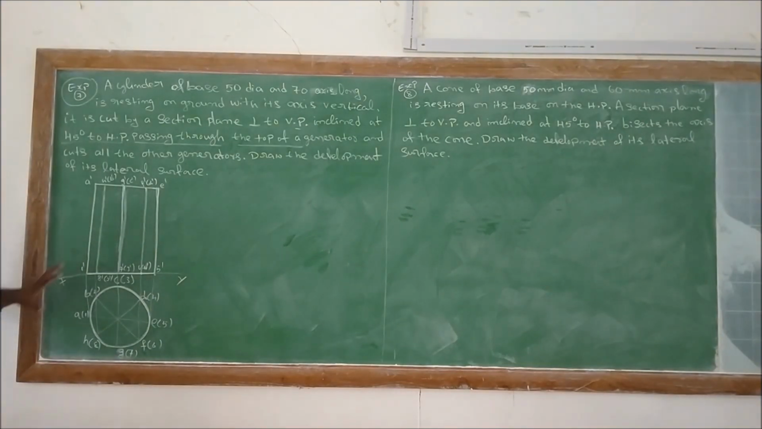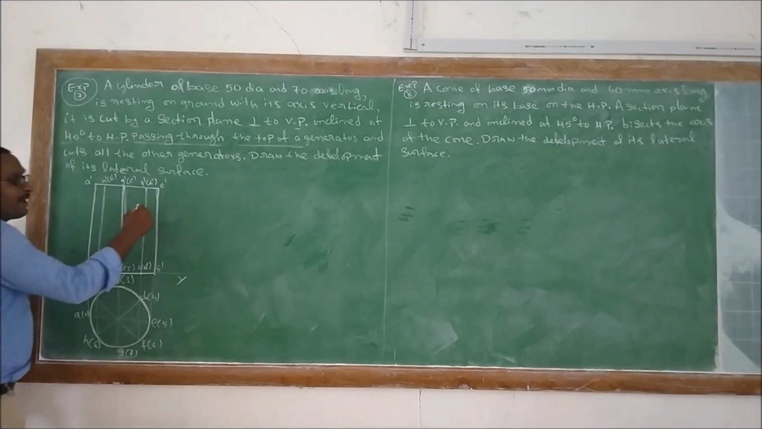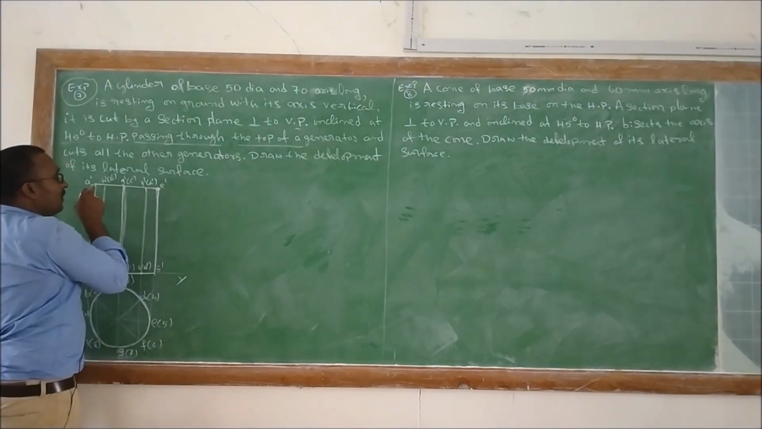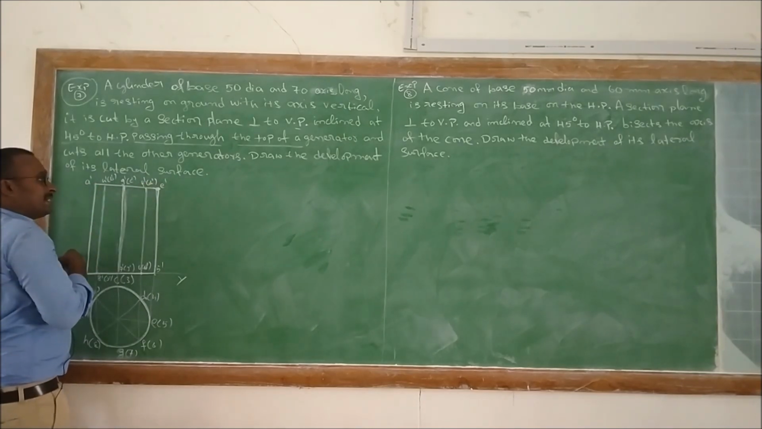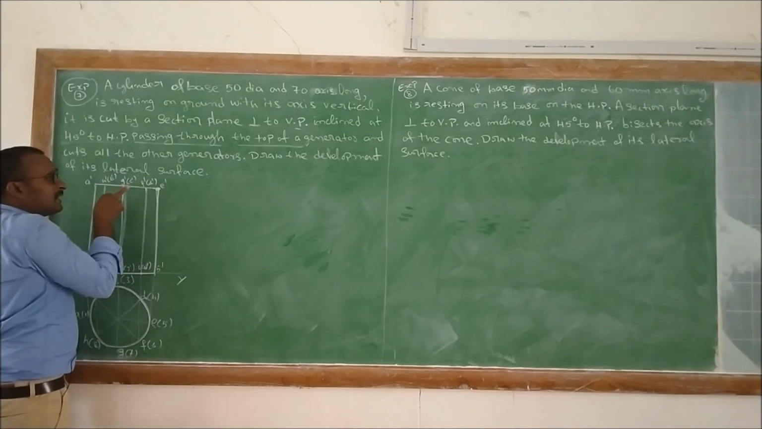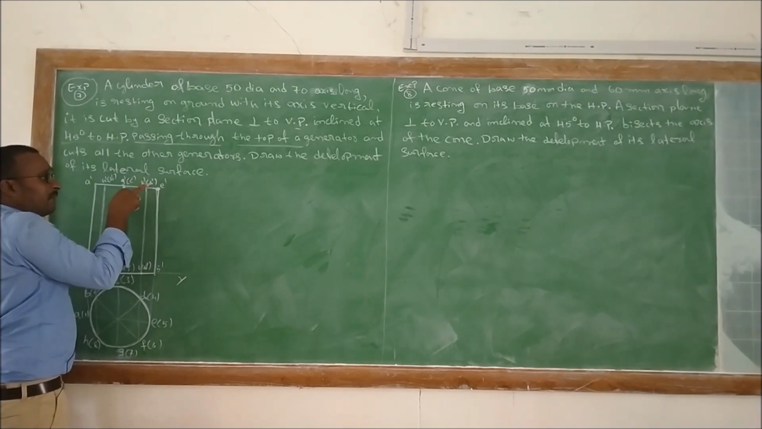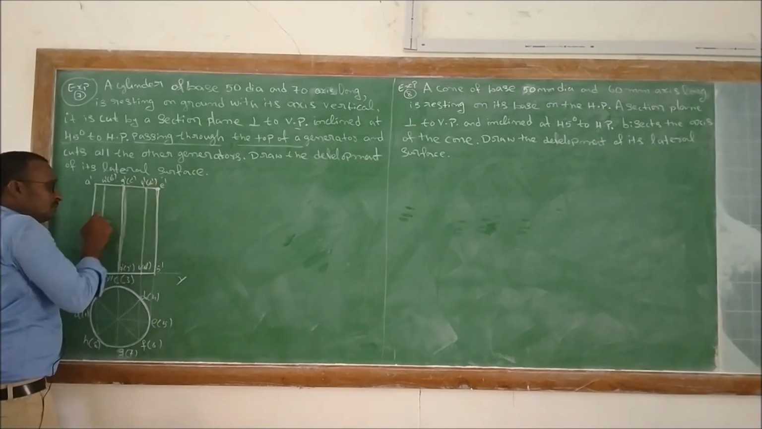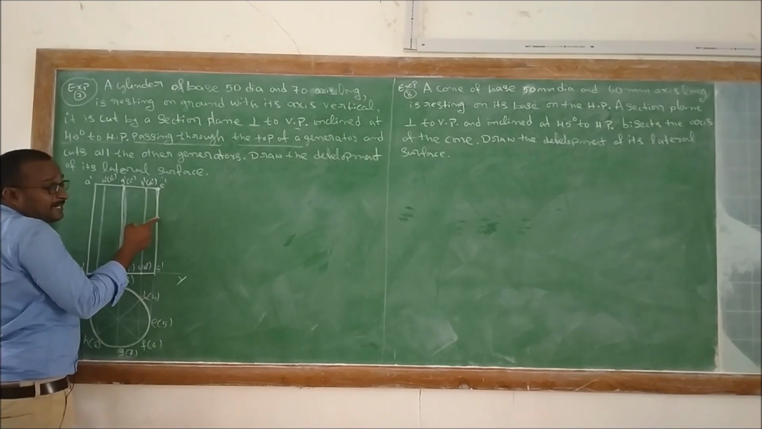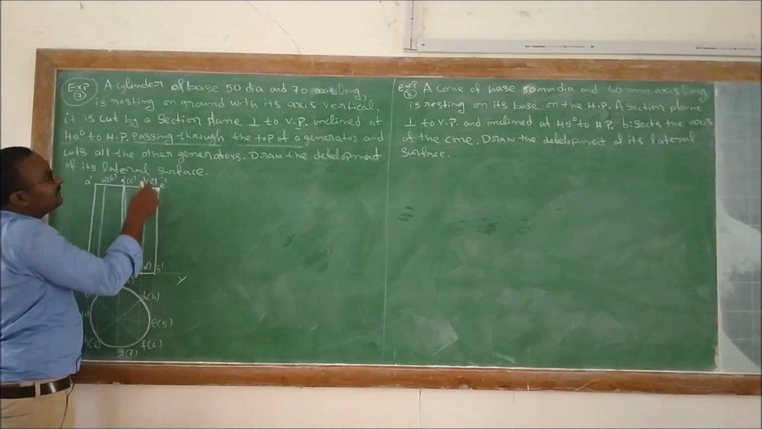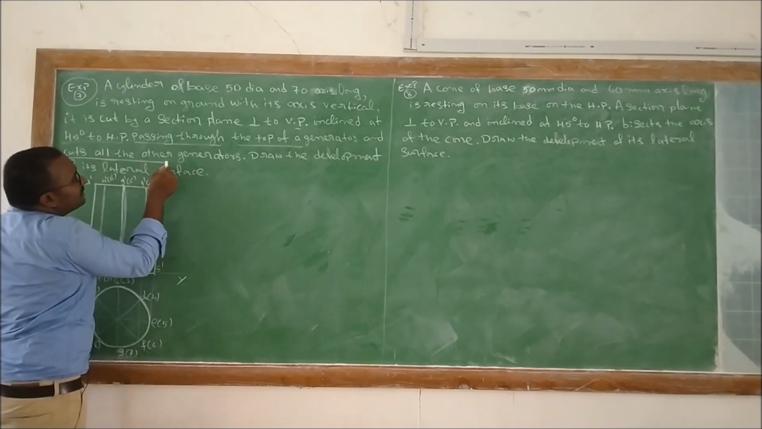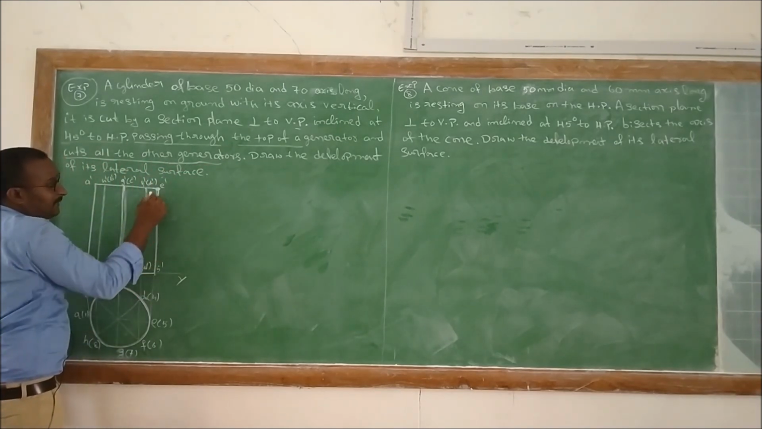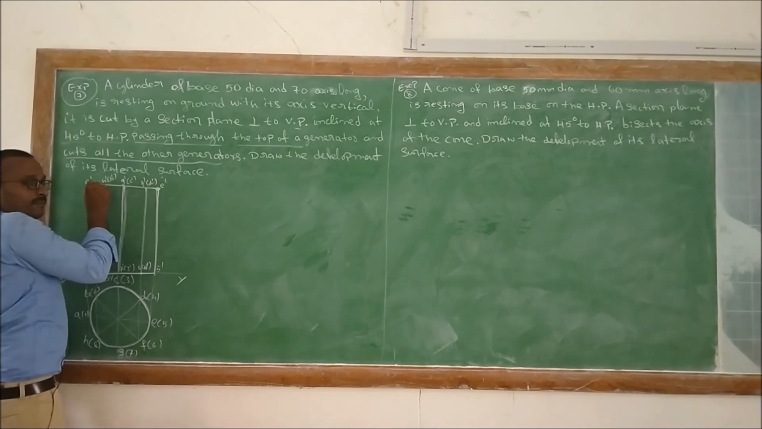Now this is the simple position, and it is cut by a section plane passing through one of its generators, either here or here, and it cuts all the generators. So if passing through these particular top generators, what will happen? If it is passing through this particular point, it may not cut this particular generator. In the problem itself they have given that it cuts all the generators, so either here or here we must start.